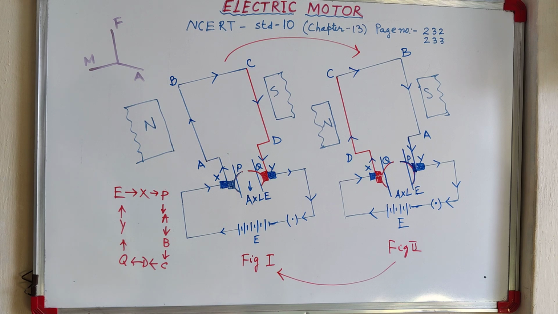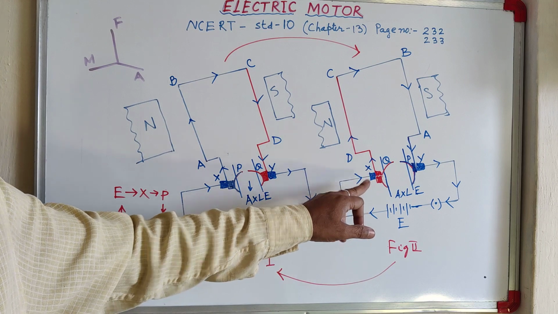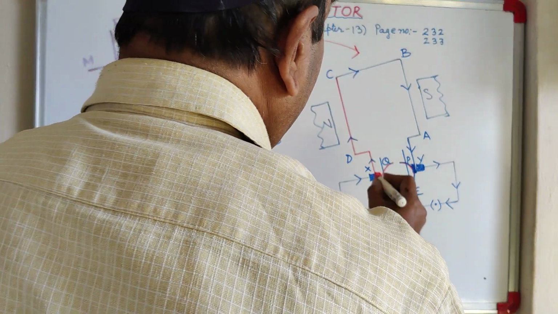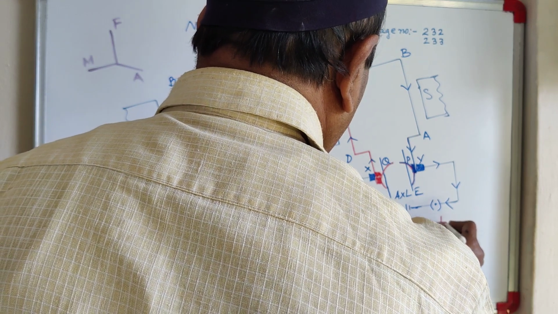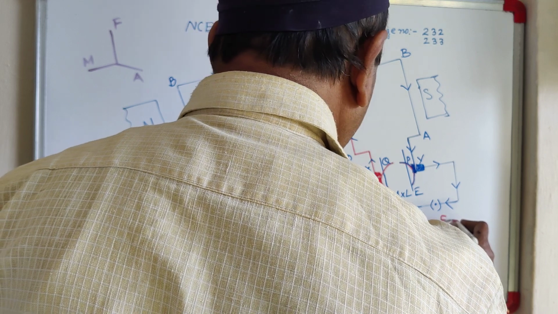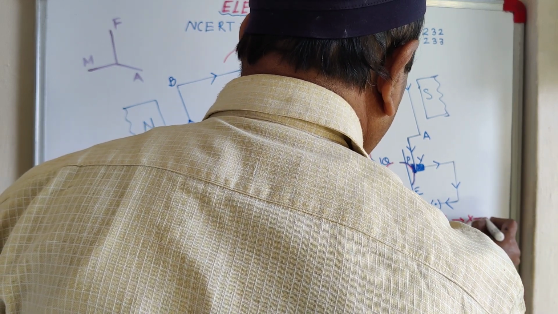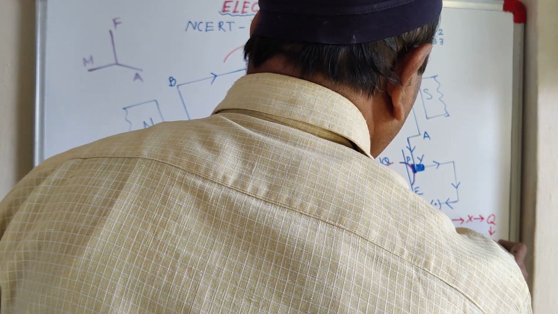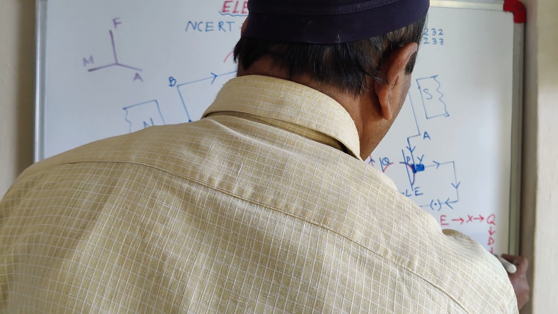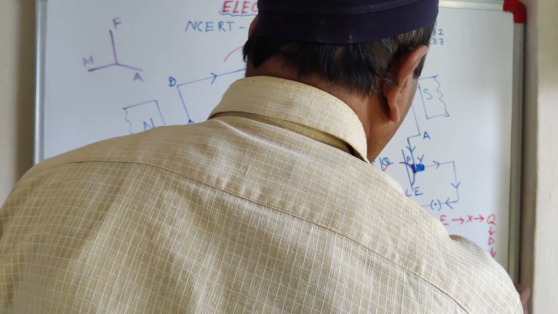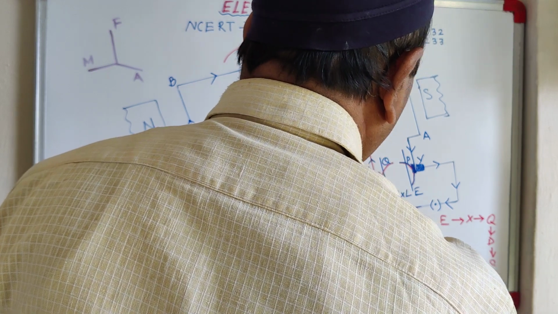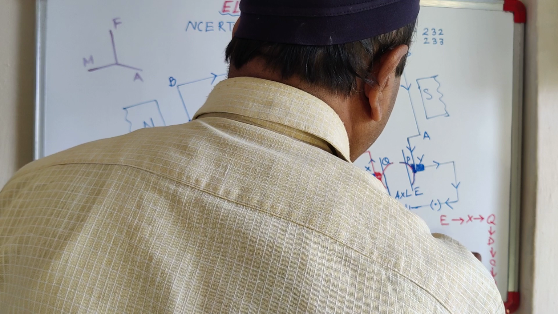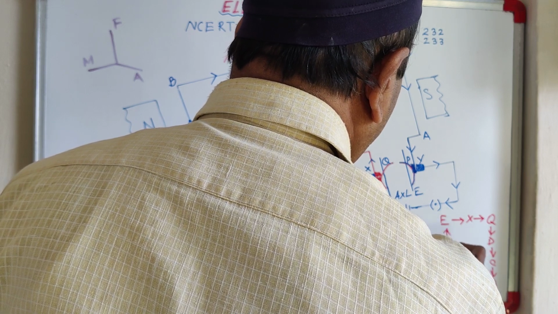Okay? Now, in this case, P is touching brush Y and Q is touching brush X. Now here if we draw the electrical direction, then from source E, it is first going to X, then it is going to Q. See, instead of going to P, it is going to Q. Now from Q, it is going to D. From D it is going to C. From C, it is going to B. From B, it is going to A. From A, it is going to P. From P, it is going to Y, and from Y coming back to E.